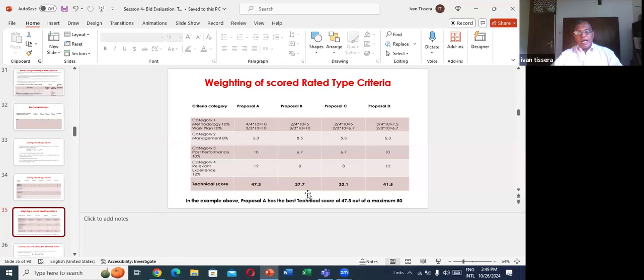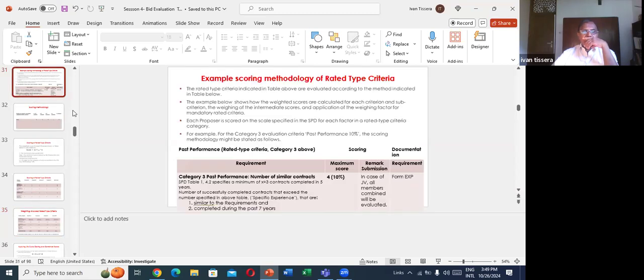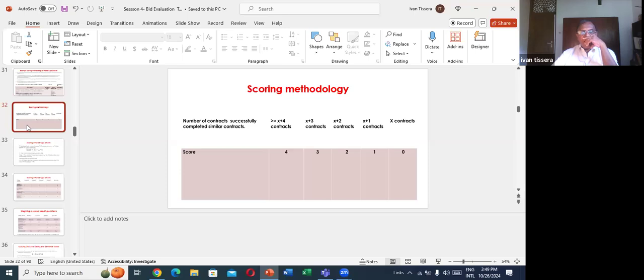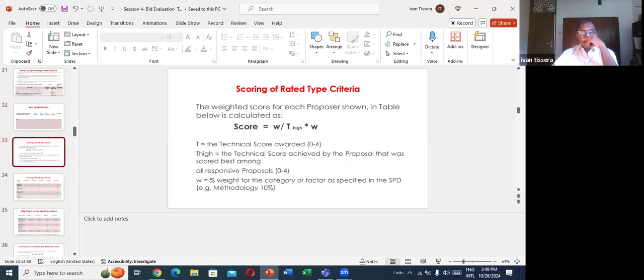And finally, they have calculated the technical score considering the 4 factors, 4 categories, right? The highest marks is this one, 47.3 for A. In the example above, proposal A has the best technical score, 47.3 out of a maximum of 50. From this slide onward, we have explained how they have allocated marks here. This is the formula.